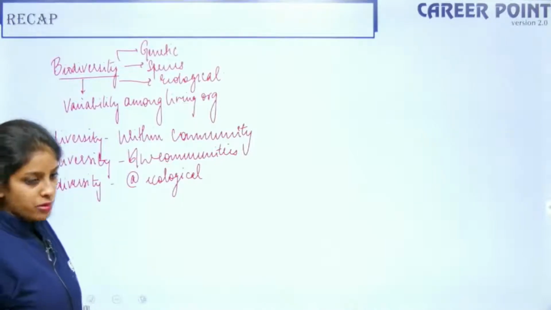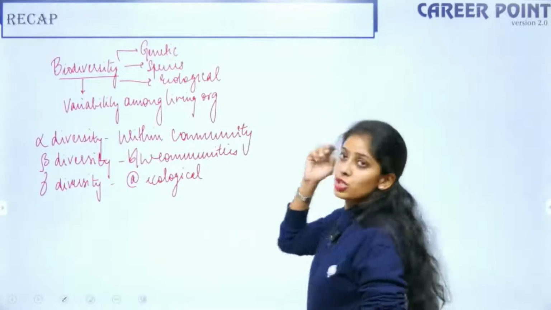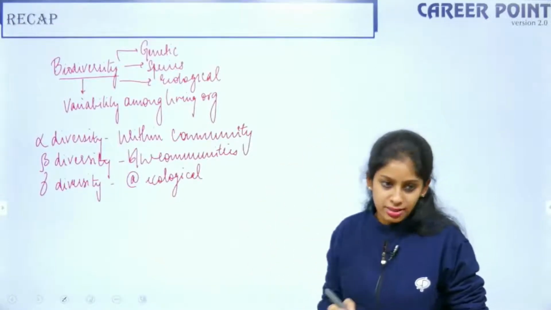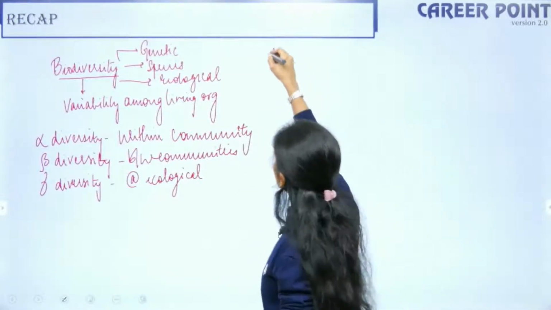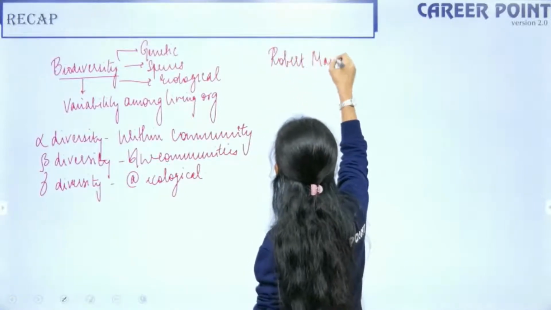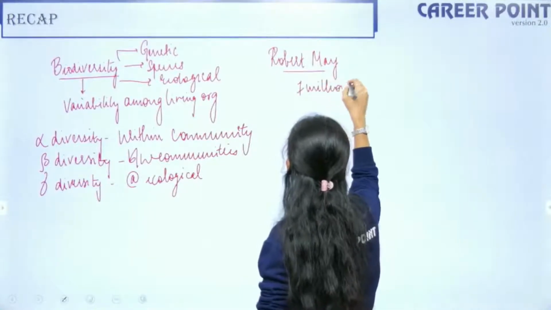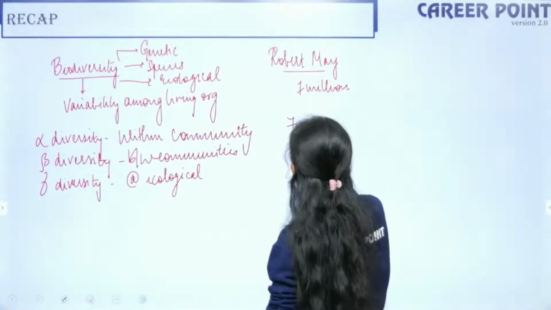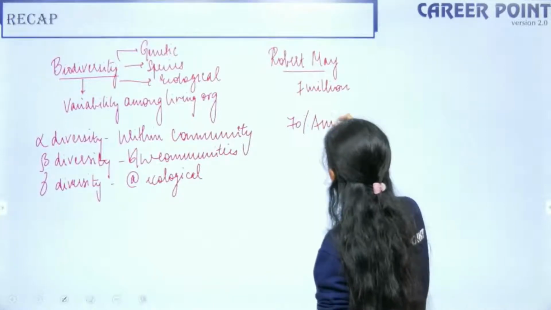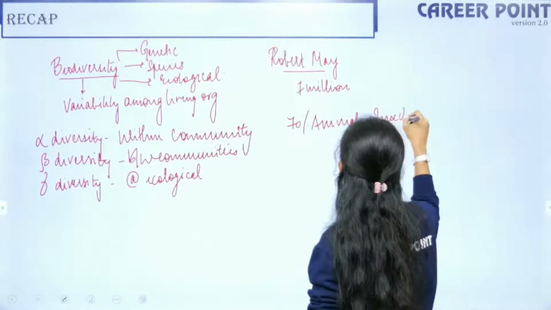So this is about the diversity and the types. Then we went on to talk about the patterns of biodiversity, or before that, the estimates. So who was the scientist? Robert May gave that the global species diversity is around 7 million. And we also spoke about how 70% of them are animals. Among animals, the largest phylum is insects.